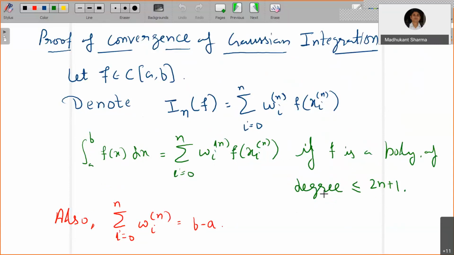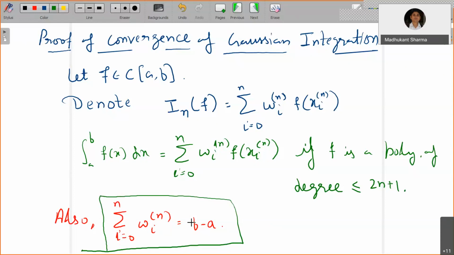But in particular, you can put f of x equals 1. This is also for f of x equals 1. So when you substitute f of x equals 1, that will straightforwardly lead you to the following result, that the summation of weights wi is nothing but the length of the interval, that is b minus a. Okay, so that we are going to also use.